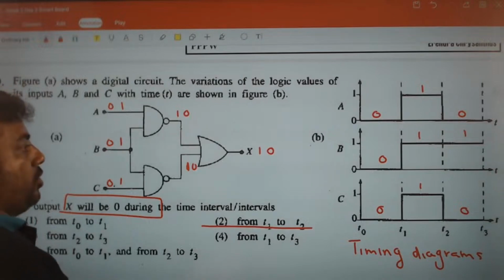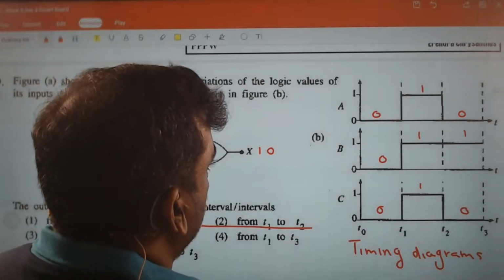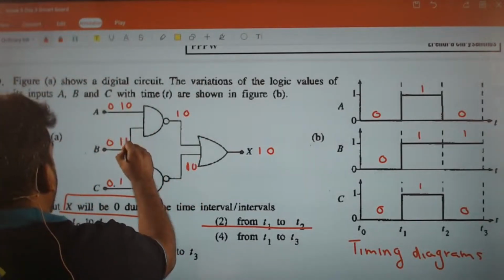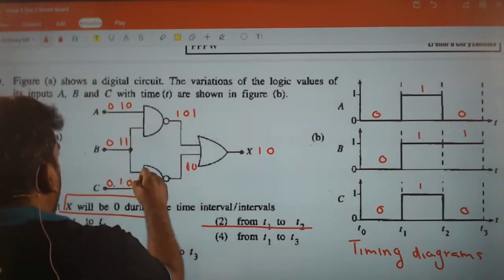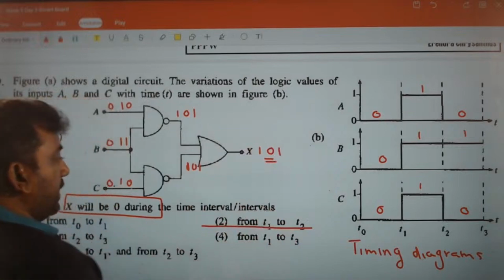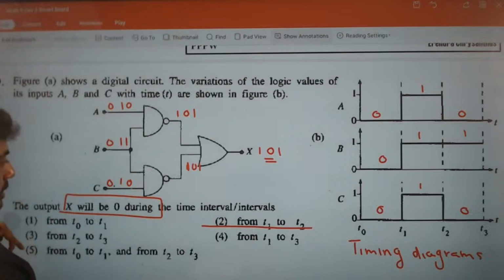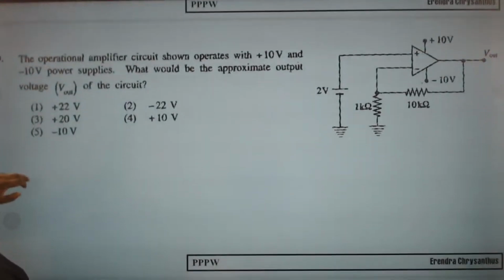If you want, maybe go one more step. 0, 1, 0. 0, 1 AND gate 0, here 1. 1, 0, 1. 1, 1 means 1. So 0 occurs only here, T1 and T2. Correct answer, answer number 2. Right, moving forward.